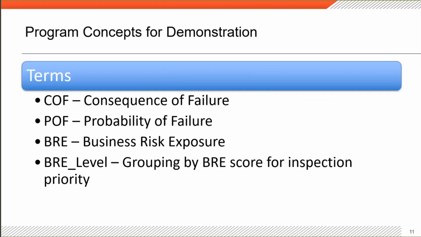The BRE is the business risk exposure. This variable allows utilities to combine the impact and the likelihood of a device failing to objectively identify devices that should receive closer monitoring. Finally, the BRE level is used to group devices into tiers of business risk and slot them into appropriate inspection regimes.